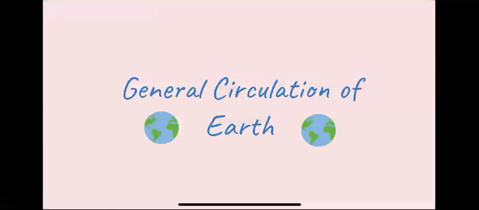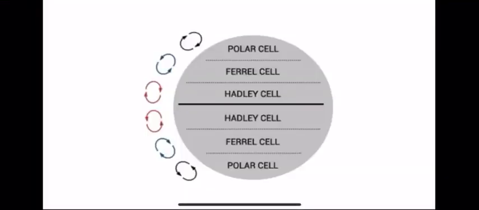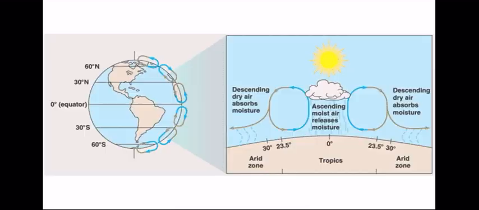General circulation of Earth. We can separate the general circulations into three different blocks: the polar cell, the Ferrel cell, which is also called the mid-latitude cell, and the Hadley cell.